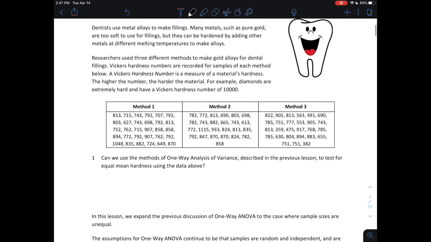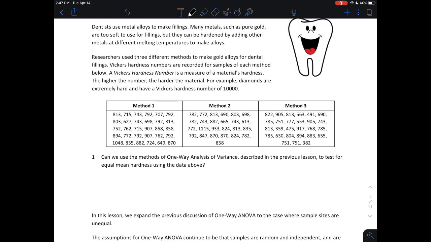Number 1 asks, can we use the methods of one-way analysis of variance described in the previous lesson to test for equal mean hardness using the data above? It might be a little bit difficult to see, but if you were to go through and count up all of the different sample sizes for those 3 methods, you'd see that the sample sizes are not the same. So the answer for number 1 is actually no, since the sample sizes for each method are not equal.